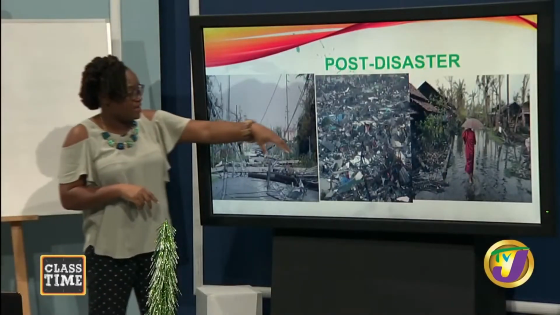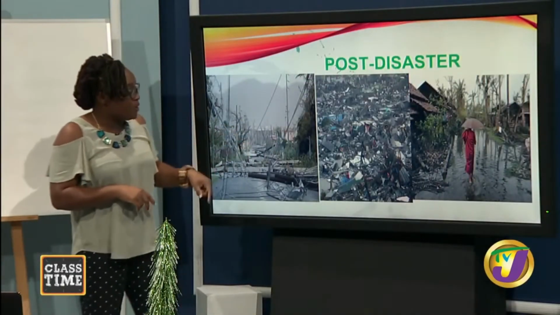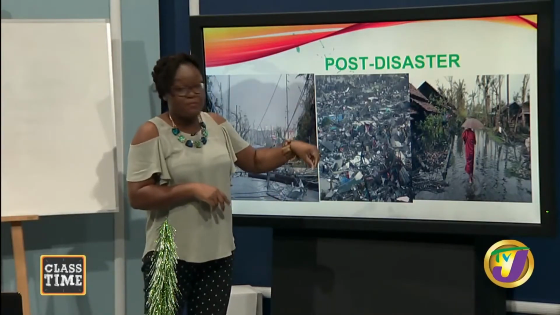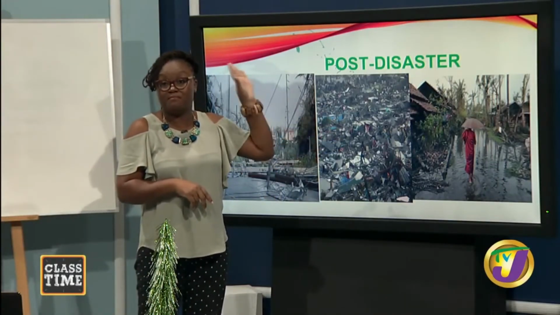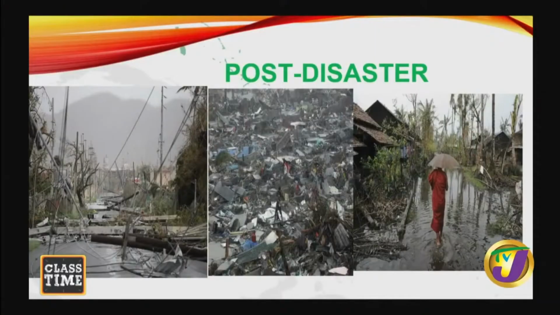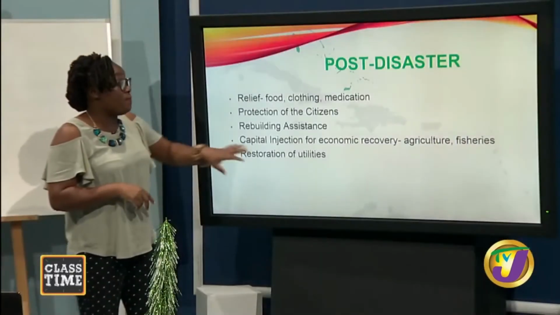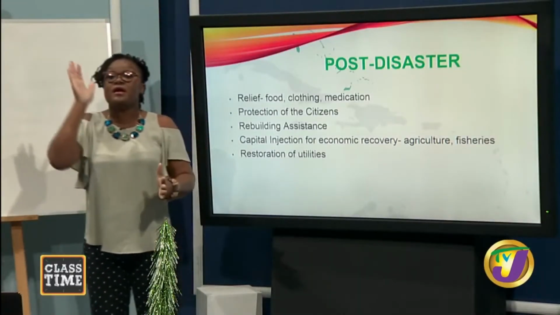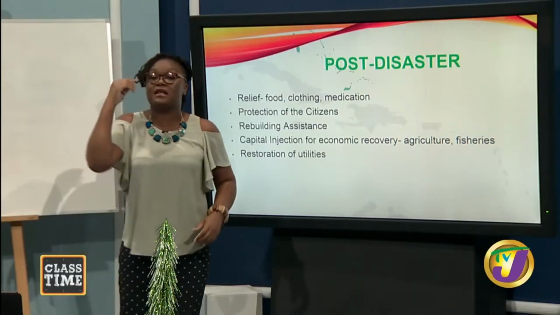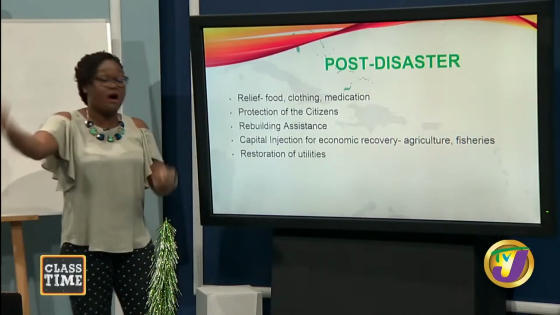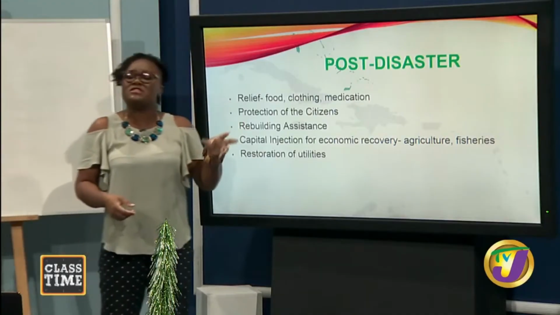Post-disaster. Look at what's happening here in these pics. We have down power lines. We have everything here is a mash up. All of the houses mash up. And then over here now, flooding. So these are three different things that are happening there post-disaster. So you want to ensure that you have the communication up as quick as possible. You want the utilities back up, the water and the light and so on, so people can talk to people. You want protection of the citizens.